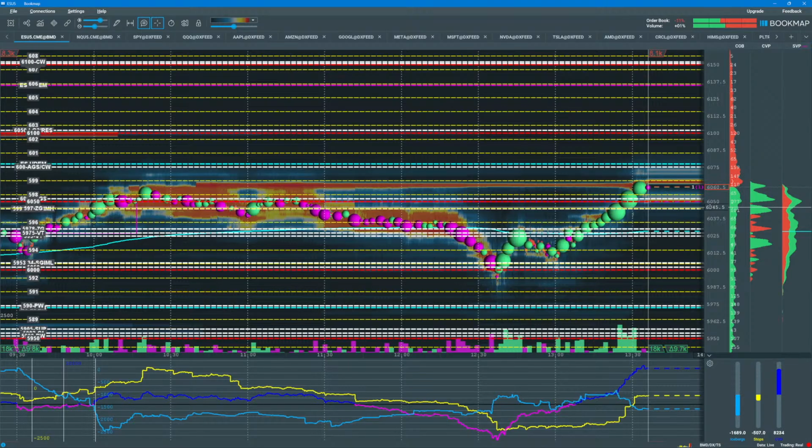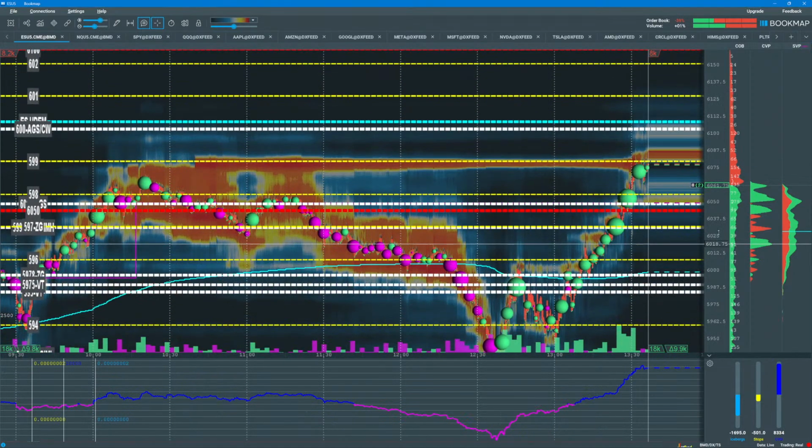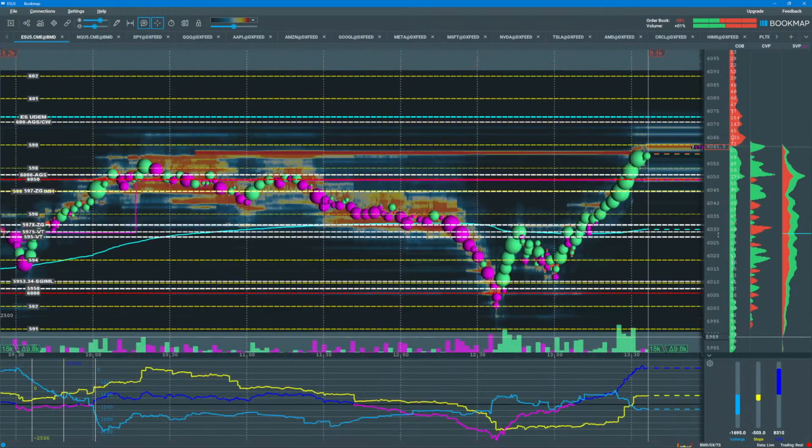All right, Hector had mentioned that ES seems near the upper weekly expected move. That is shown with this light blue line right here. This is the ES upper weekly expected move. So, yeah, ES is definitely heading in that direction. All right, so again, this is the ES Futures and Bookmap.